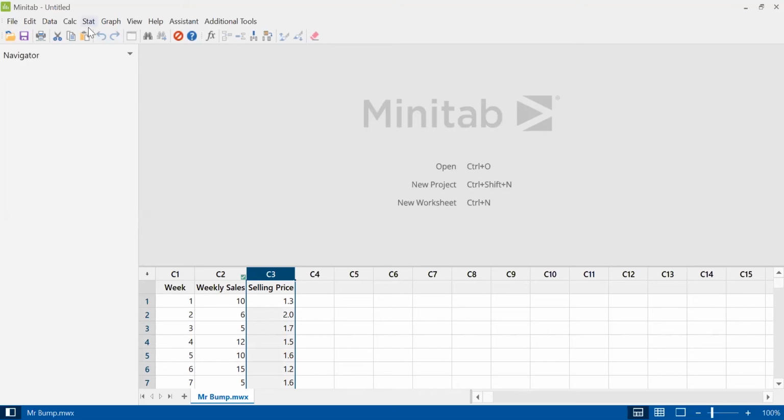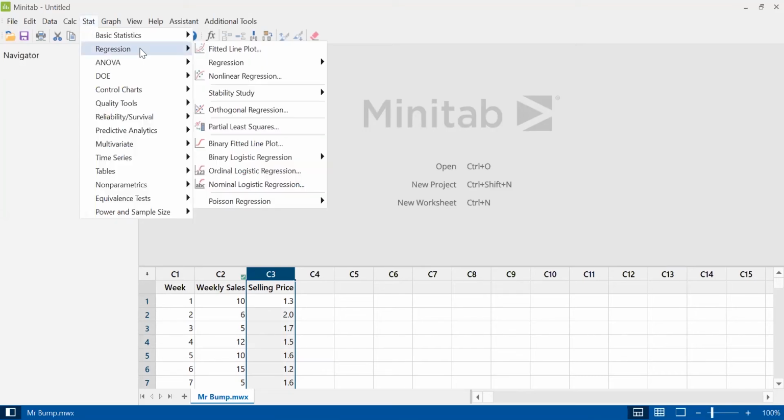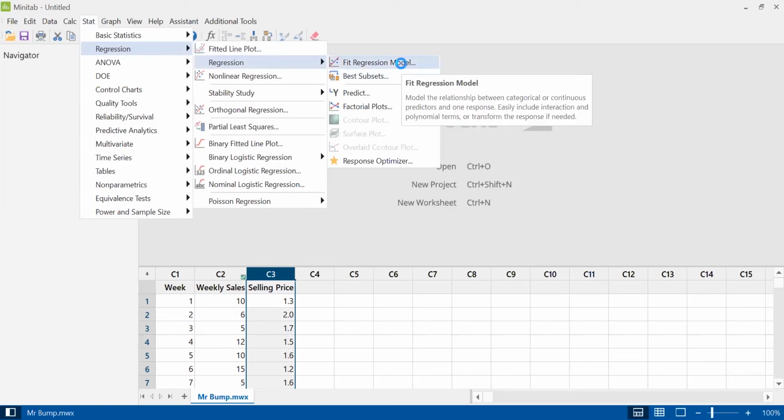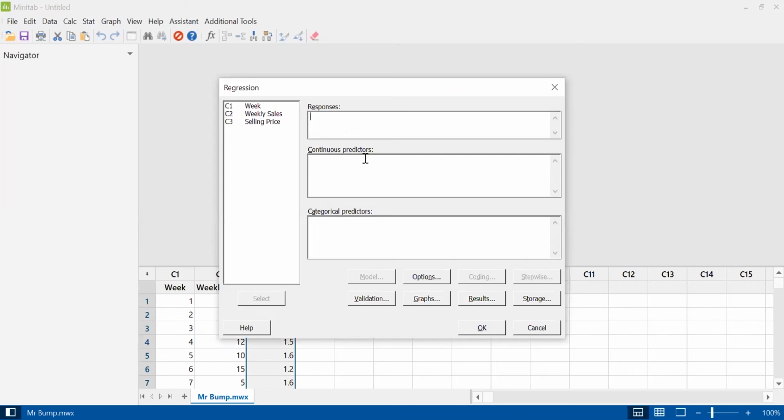We're gonna go to Stat. This time we go to Regression, Regression again, and we want to pick Fit Regression Model. So click on it. Now the response variable in Minitab is basically the Y variable. So we're gonna pick weekly sales. And you will see 2 boxes for the predictors. The predictors are basically the X variable, or the variable we use to predict. Now the response variable is the one we want to predict.